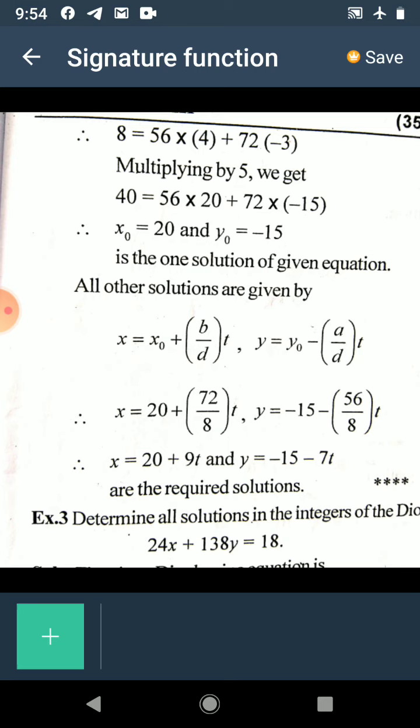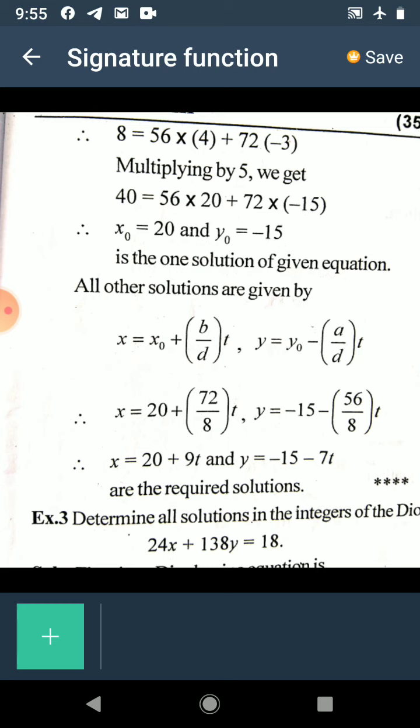I am telling you that you should get the greatest common divisor of 24 and 138 is equals to 6. Value of x0 is equal to 18. Value of y0 is minus 3. And final solution is x is equals to 18 plus 23t and y is equals to minus 3 minus 4t. Try to solve this. Okay, with this problem we shall stop.